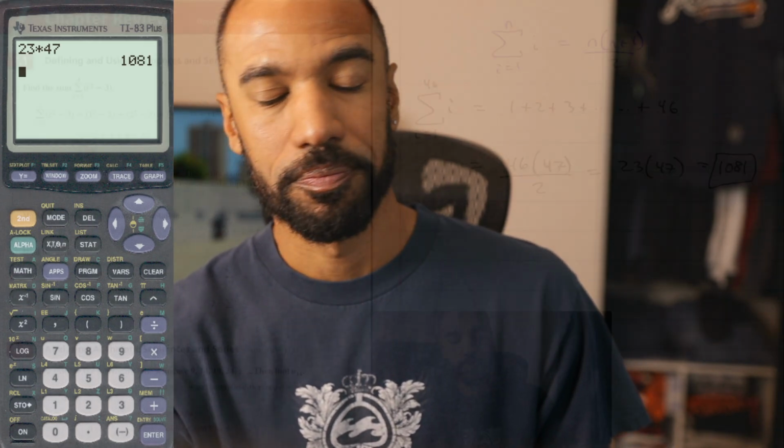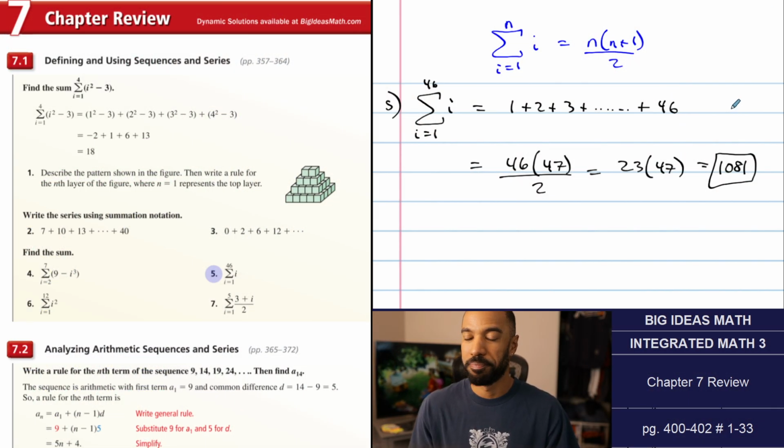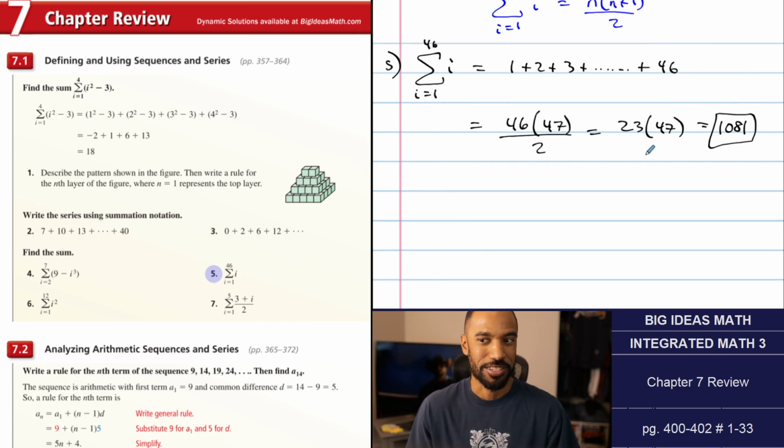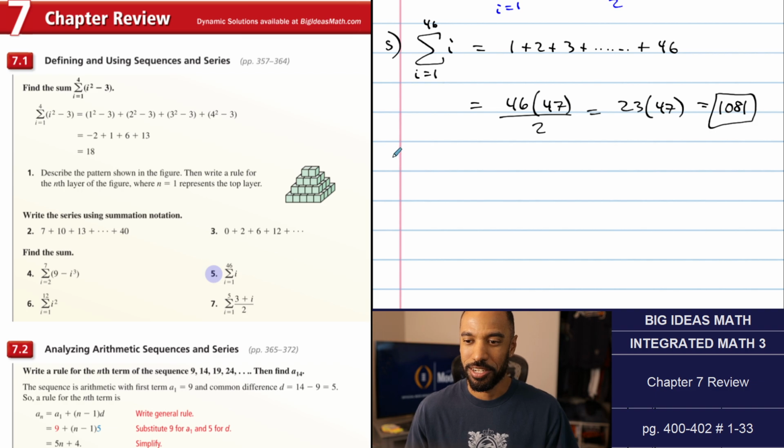Oh, you can't see what I wrote. It's the sum of the first 46 positive integers. Isn't that something you always wanted to know? Because I didn't. I do for the problem.